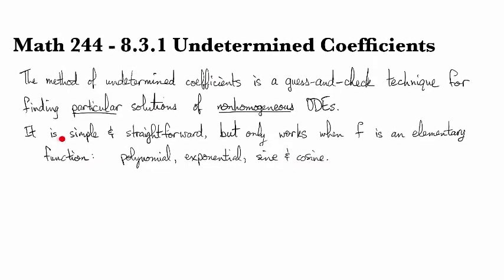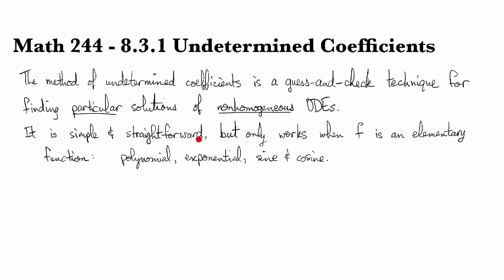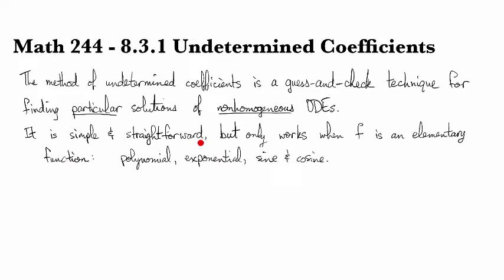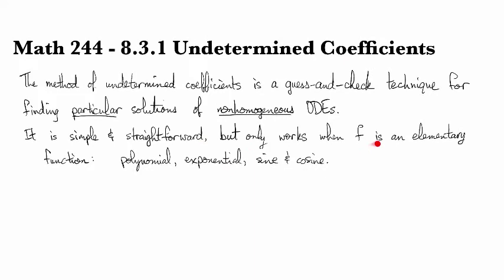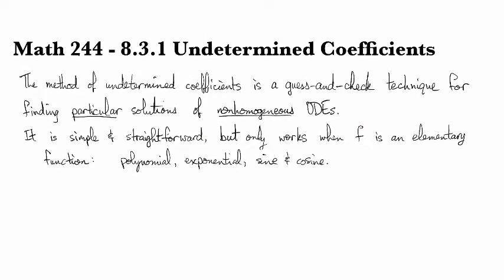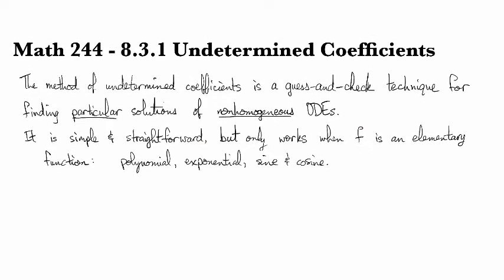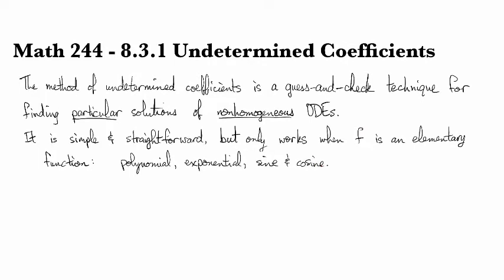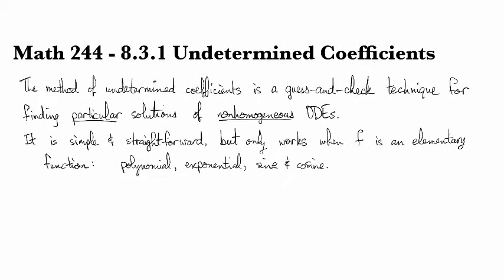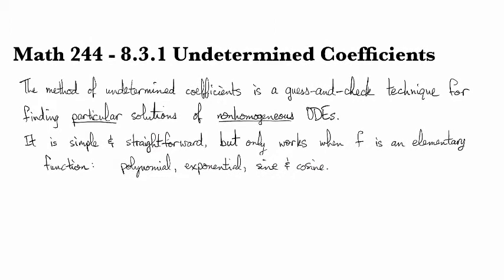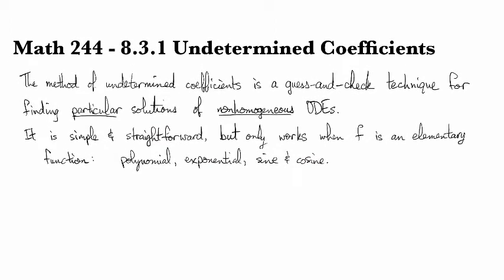So its main advantage is that it's simple and straightforward. It's relatively easy to pull off. The main disadvantage is that it only really works when f is an elementary function. So polynomials, exponentials, sines and cosines, or linear combinations of these, or products of these, stuff that you can get by adding and multiplying these things together and with each other.